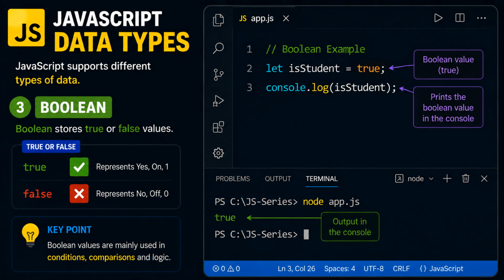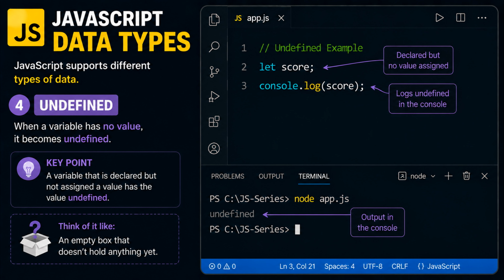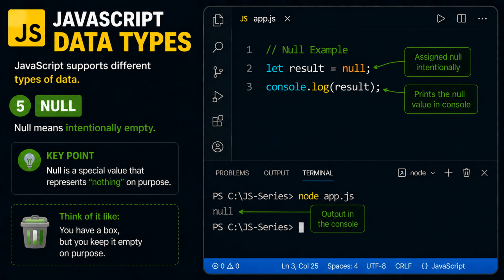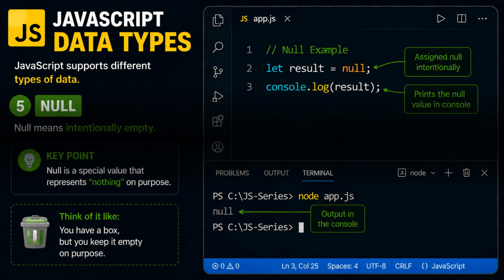let isStudent = true; console.log(isStudent). Undefined: when a variable has no value, it becomes undefined. let score; console.log(score). Null: null means intentionally empty. let result = null; console.log(result).